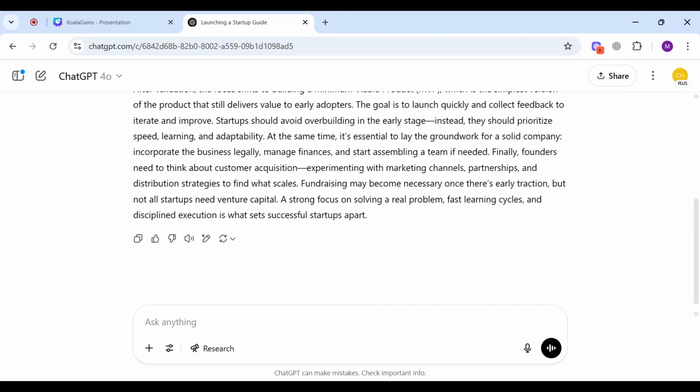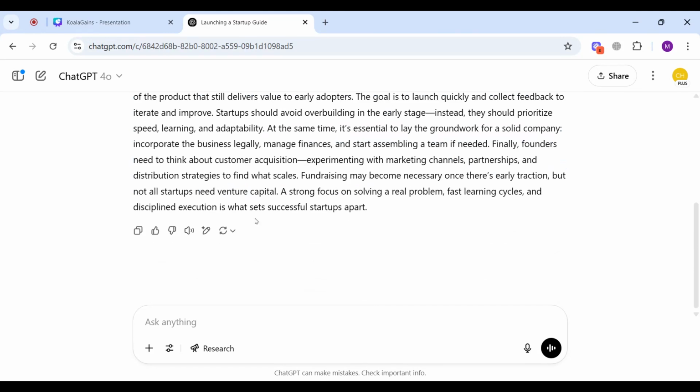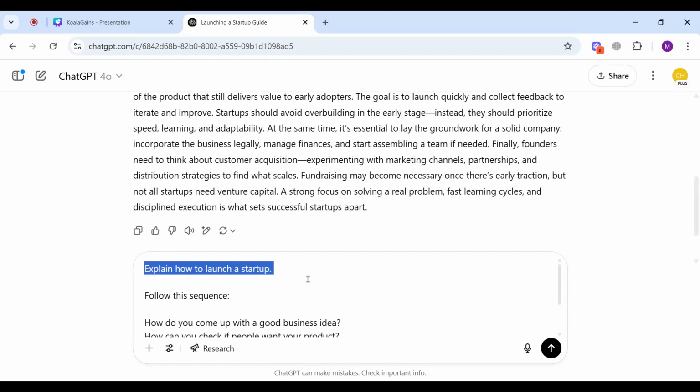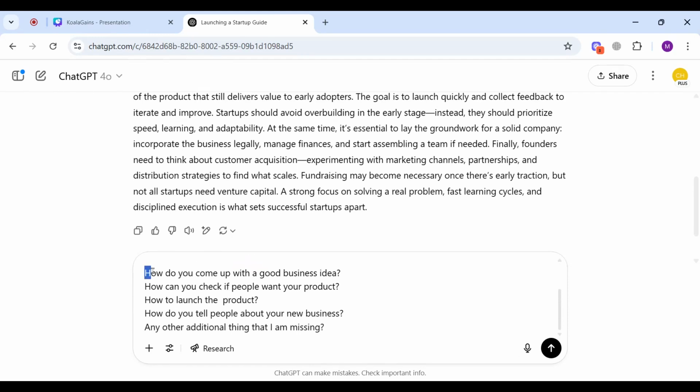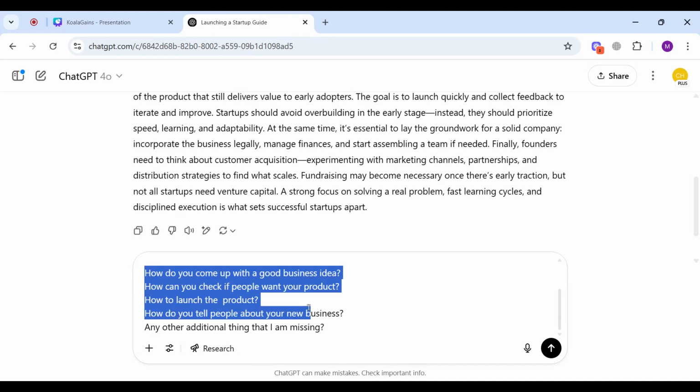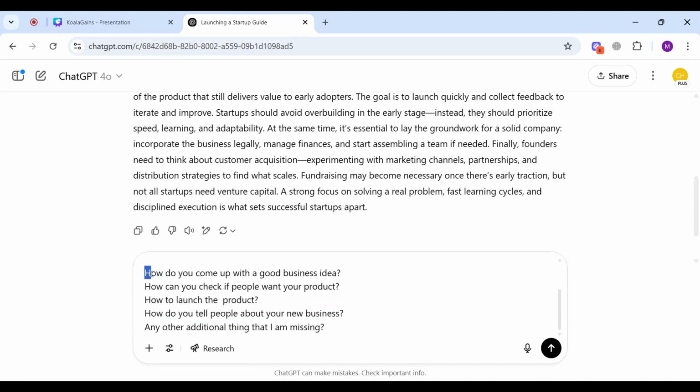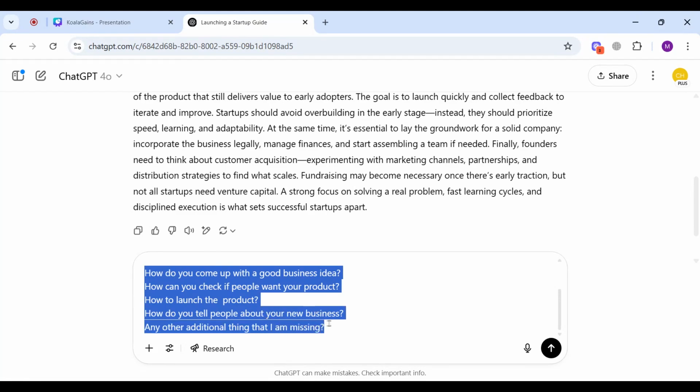Now let's use guided exploration to get the answer to the same question. I've started my prompt with the same question, but I am guiding the LLM to answer me in the following sequence. First start with how to generate a good business idea, then answer how can I check if people want my product, how to launch the product, how do I tell people about my new business, and any additional thing that I'm missing. These four questions don't cover the entire process of launching a new startup. You can either ask these questions separately or you can ask them all at once in the same prompt. I'm going to ask them in the same prompt.